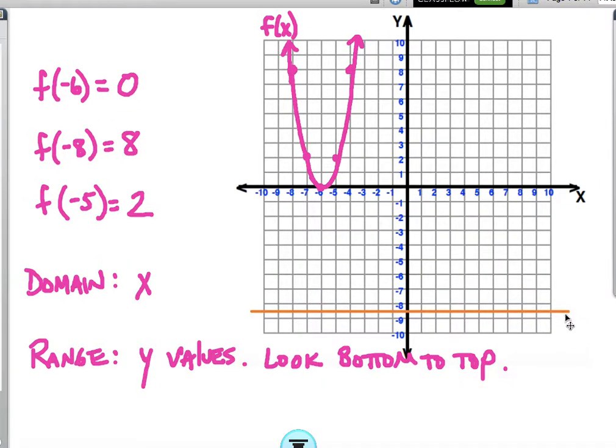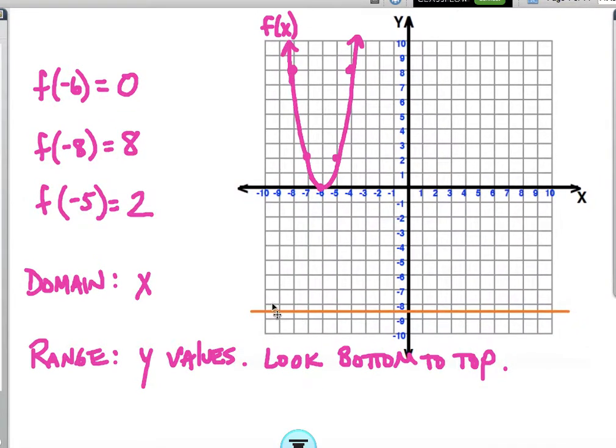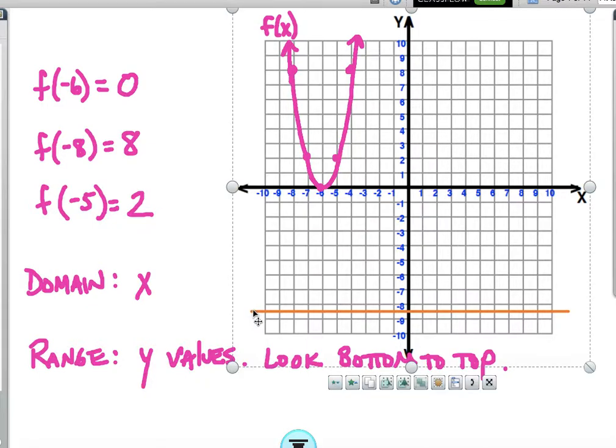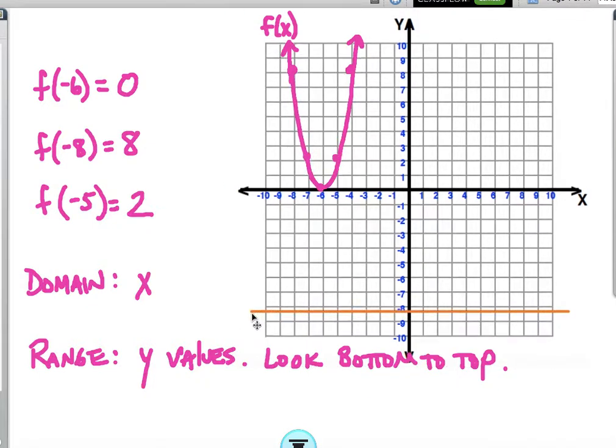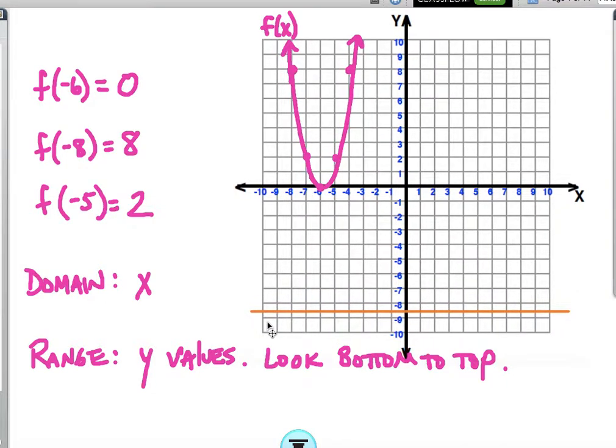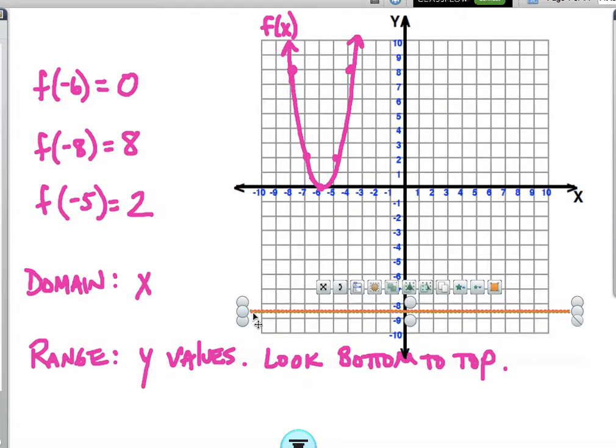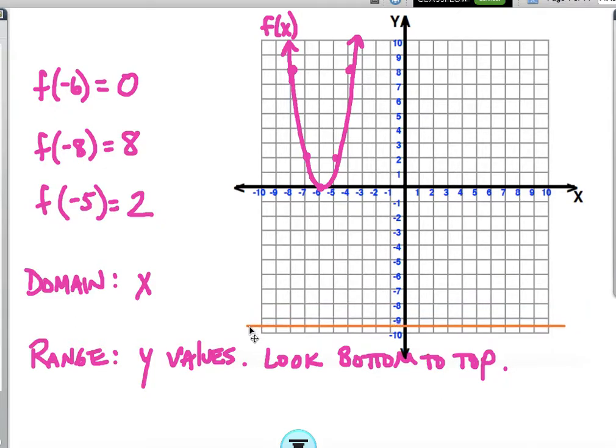Okay, I apologize. I thought that would maybe work. Okay, sort of, barely. Okay, so looking from bottom to top, okay? So starting down here at the bottom, there's nothing. There's no pink values. There's no part of the pink graph. The first y value we get to is right here, and that's a y value of 0.